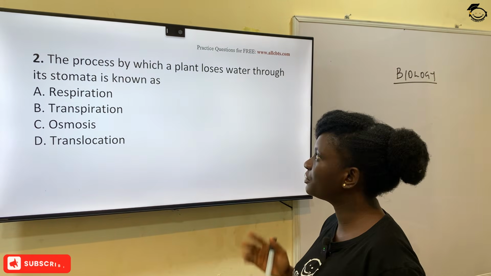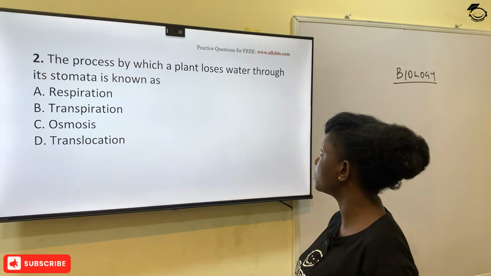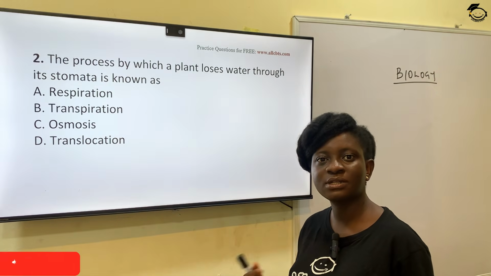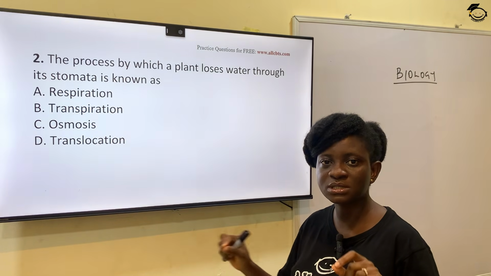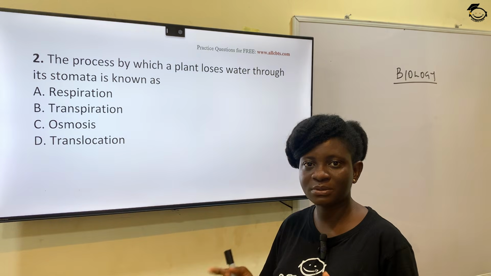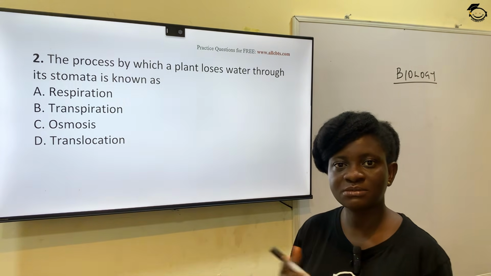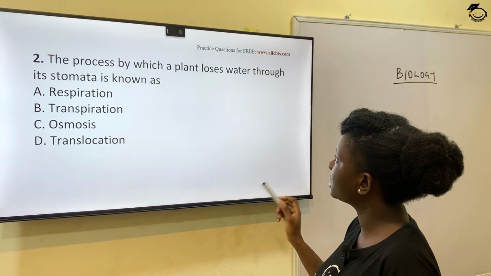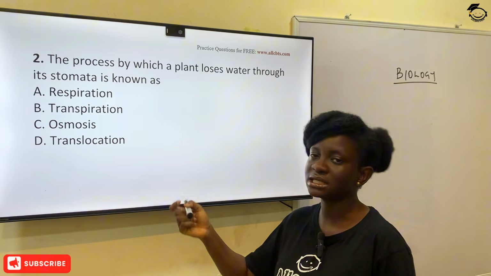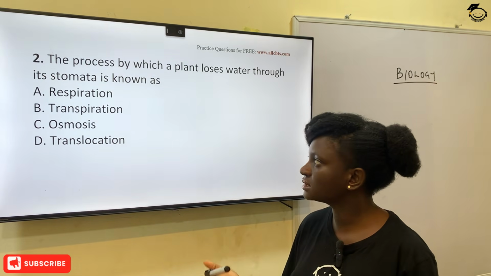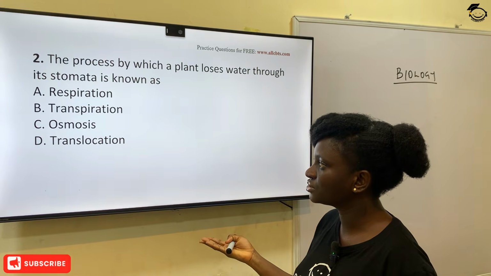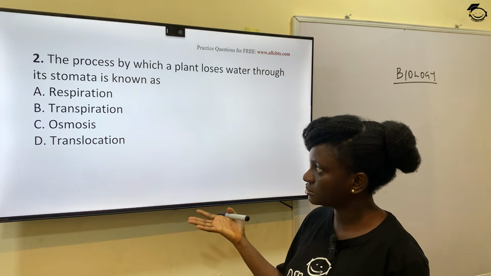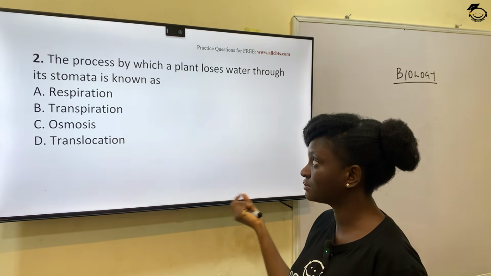Question 2. The process by which a plant loses water through its stomata is known as what? In a plant leaf, there are pores, like holes, in the leaves, which are known as stomata. These are responsible for water entering and loss of water. So the process by which a plant loses water through its stomata is known as option A, respiration, B, transpiration, C, osmosis, D, translocation. Looking at the options, the correct answer here is transpiration.